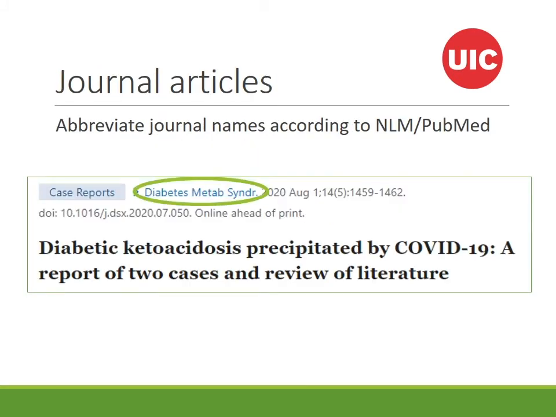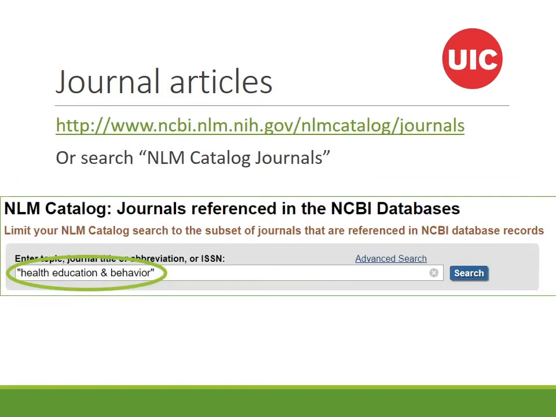When using AMA style, abbreviate scholarly journal titles. If you find the article in PubMed, you'll notice that PubMed lists the abbreviated journal title for all of its records. If you don't know the abbreviation for a journal, look it up in the National Library of Medicine or NLM catalog. The web address is listed here, but you can also just do a Google search for NLM catalog journals to get to the same page.